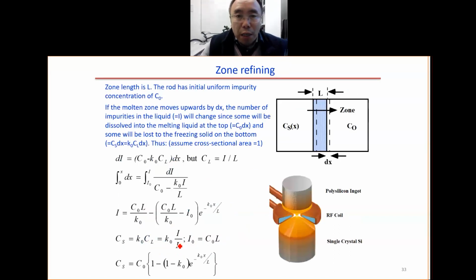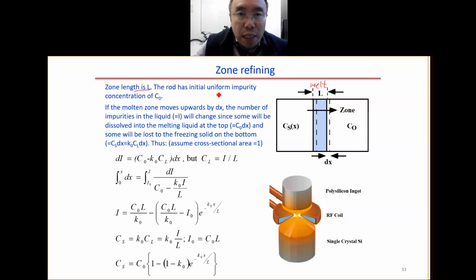So now again, we want to calculate the dopant concentration along the boule. We assume the zone length is L. That means the melt, this part, is L.